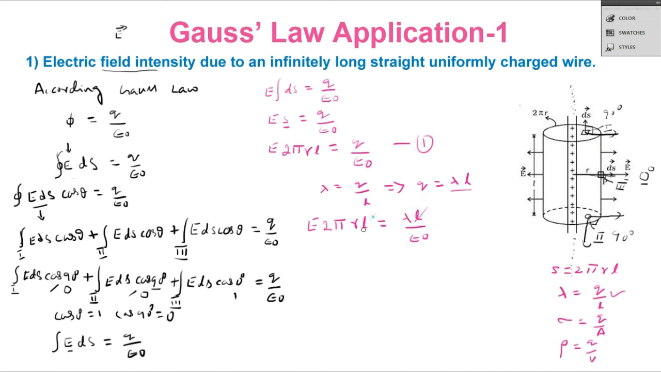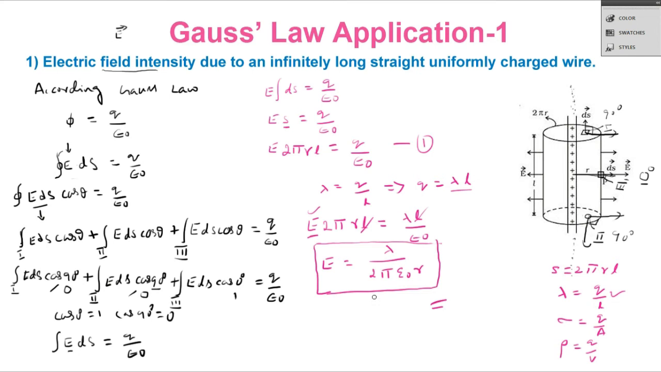See here, L and L will get cancelled. Our target is the electric field, so E is the electric field. You take it outside. E is equal to lambda divided by 2 pi epsilon naught r. So this is the final equation of the electric field intensity due to an infinitely long, straight, uniformly charged wire. In this way we have to derive this equation.